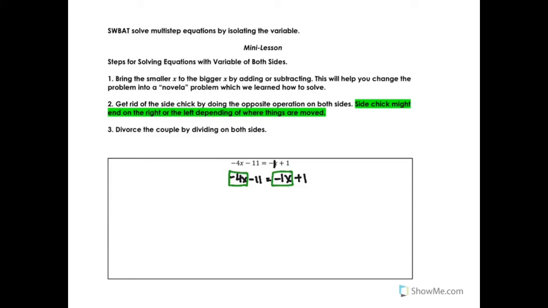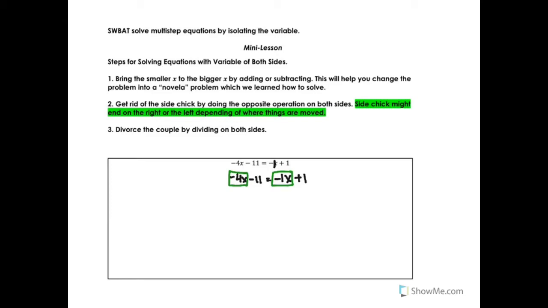So now that I know who my two couples are, I can go ahead and start moving one to the other. Now remember, I can't just take my two couples and combine them and put them in whichever side I want. I still have to use my inverse operations to either move this negative 4x over here or move this negative 1x over here. From our previous lesson, we'll know that moving either or will be correct.